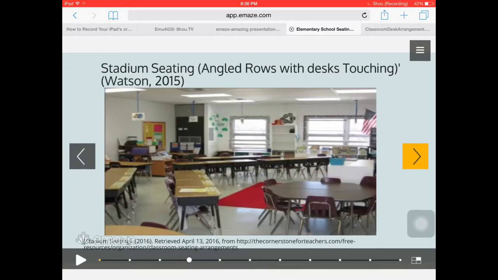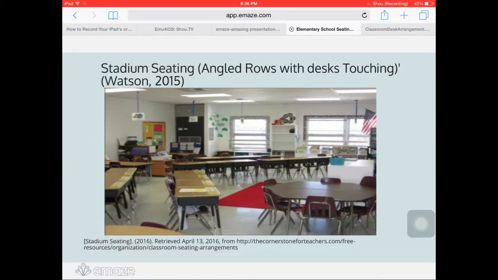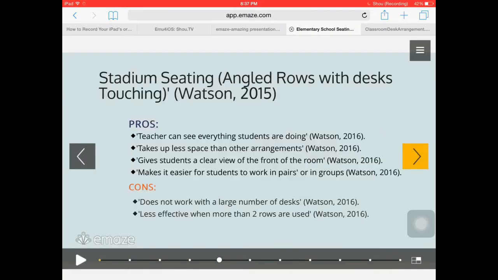And so the first one we're going to be talking about is called stadium seating, and Watson explains that it's also called angled rows with desks touching. This is actually a photo on her site, and I have the citation at the bottom. And as you can see, the desks are angled towards the front, which really directs the attention towards the front. You can even see the flag right there. And it kind of looks like tables, but they're actually individual desks compacted into tables. And it's really beneficial that the students are able to so clearly see the front. And we're going to explain that in the next slide.